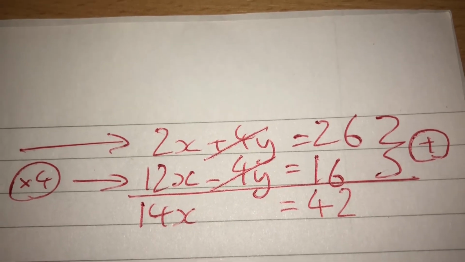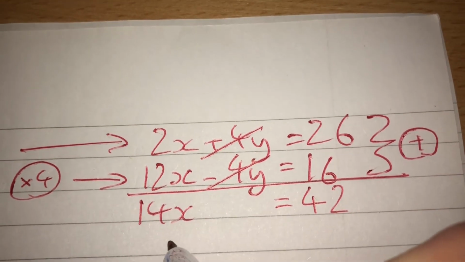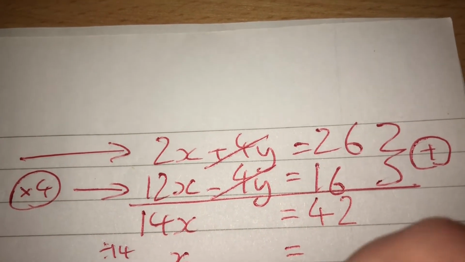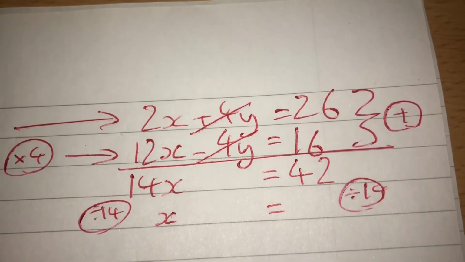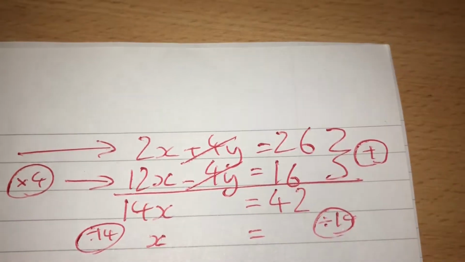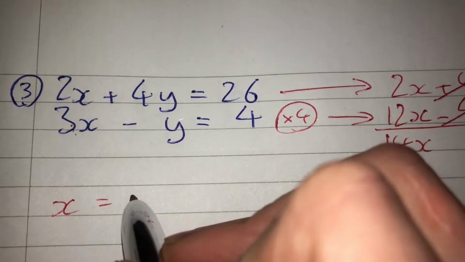Okay. And I just divide 14 into both sides. 42 divided by 14 gives me 3. Okay, so my answer for x is 3. Substitute back in.